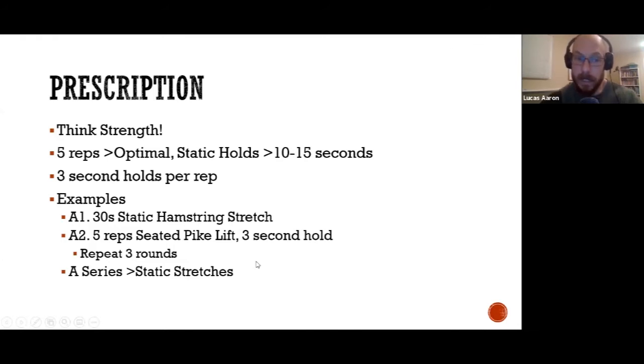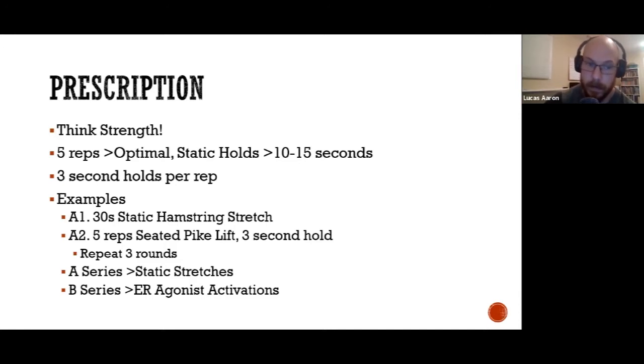So we create an A series of static stretches and follow that by a B series of end range agonist activations. You can think again about if it's focused on the hips. We're performing static stretches around the hips, looking to open up extension, looking to open up rotation. And then we would have a B series to complement that, that was more agonist strength specific.